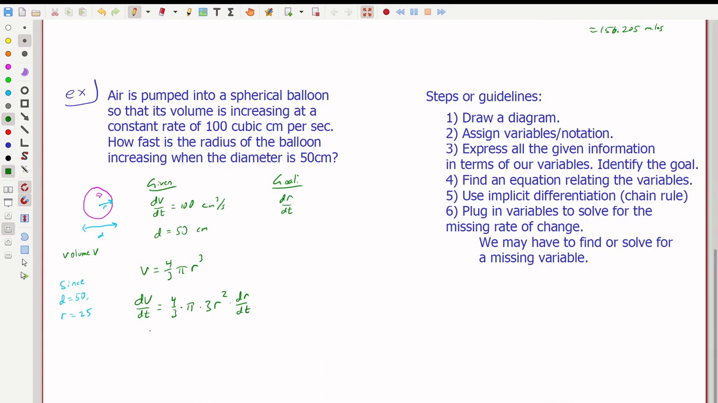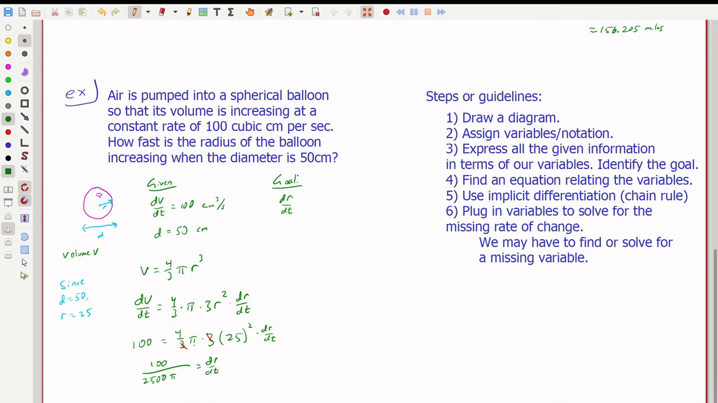So now I'm going to go ahead and plug in dv dt is 100. We have 4/3 pi times 3 times 25 squared times dr dt. Okay. A little simplifying as we go, right? The 4 and the 3 cancel. Okay. So I can take 25 squared times 4, that's 2,500. So we have 100 divided by 2,500 pi equals dr dt.